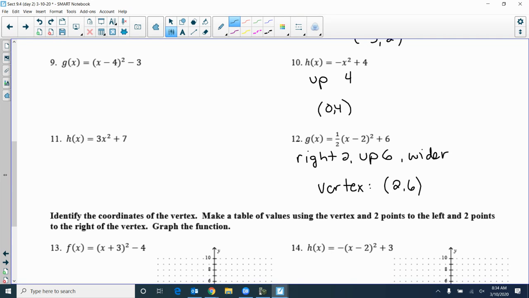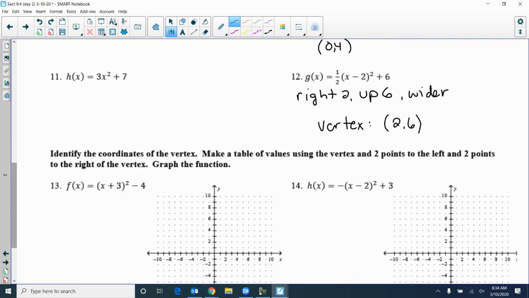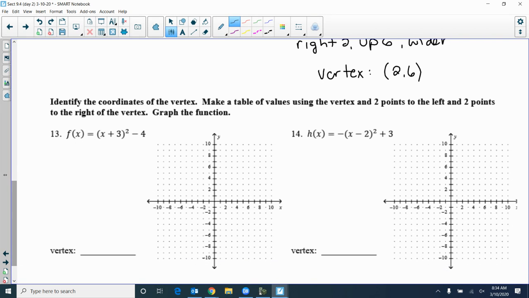Good. Now, 13 and 14, like you said, tend to be a little bit harder. You have to follow these directions. Identify the vertex. Make a table of values using the vertex and 2 points to the left and 2 points to the right of the vertex. Max, what did we get for the vertex? For 14, I got negative 2, 3. You did one thing wrong. Positive 2, because this is x minus 2, remember we do the opposite. So we're going to get 2, 3.